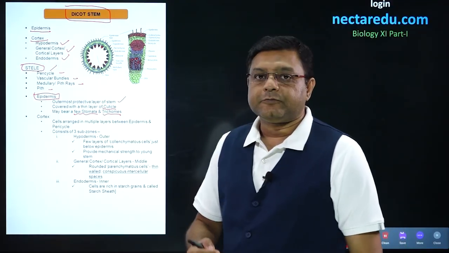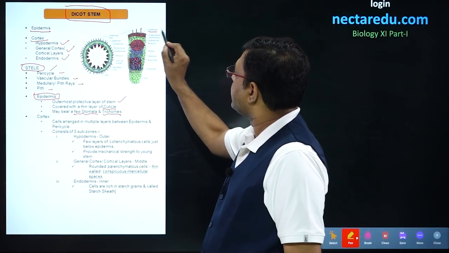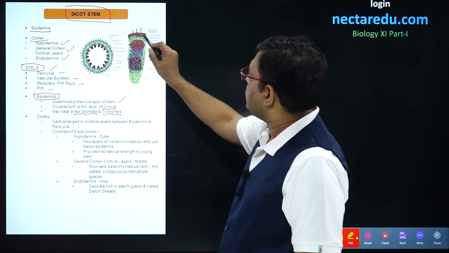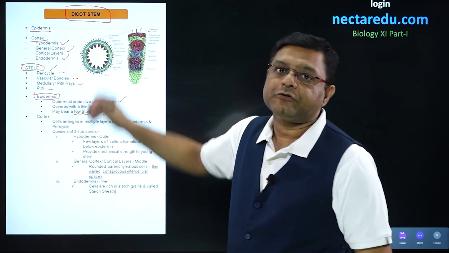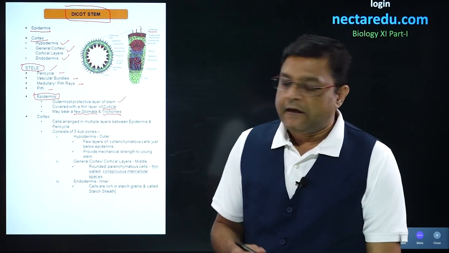If we look into this particular diagram, then we can see that this outermost layer is the epidermis, and these are the epidermal hairs or trichomes which are shown in this particular diagram.